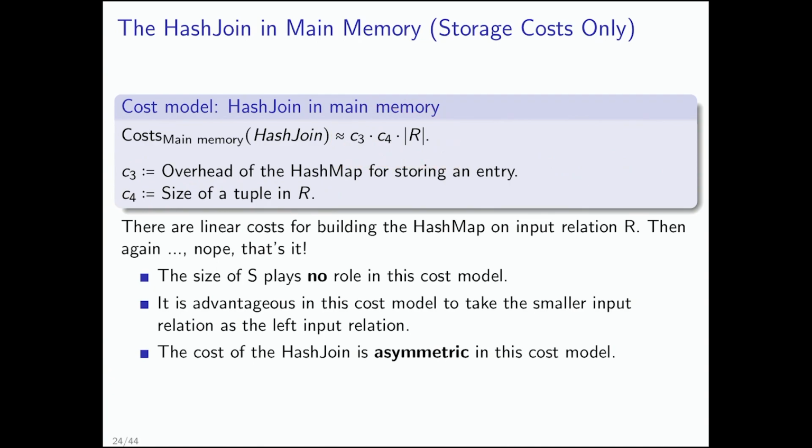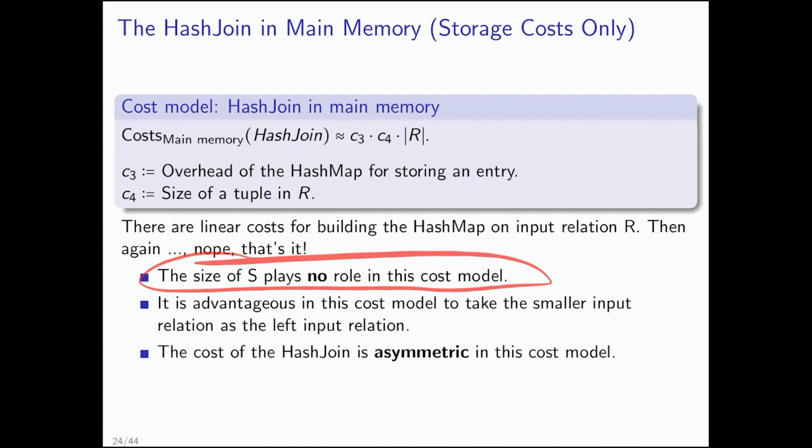Well, and here comes a surprise. There's no S being mentioned here. This is just about R. We don't care about S, because the idea of a hash join is that I can probe the tuples from S one by one. I don't have to store all of the input relation of S in the operator. I can just probe them one by one. So I don't have to model the memory costs for that. So the size of S plays no role in this cost model.